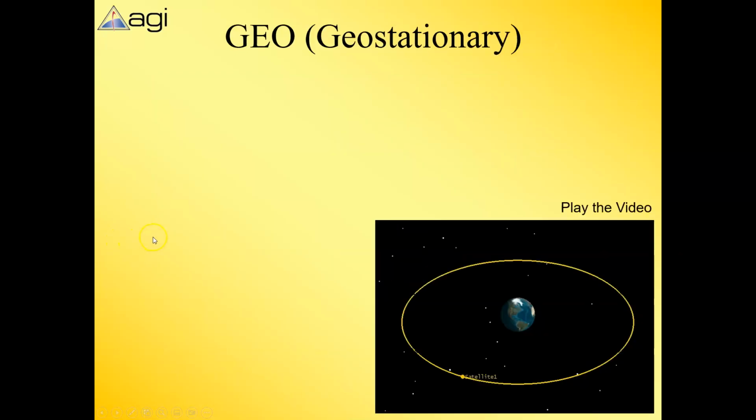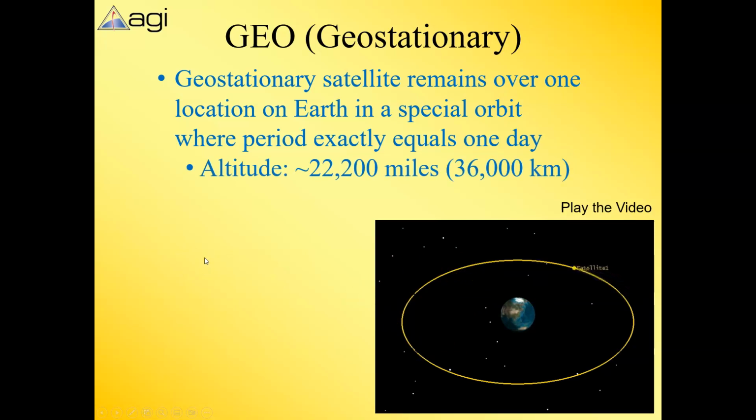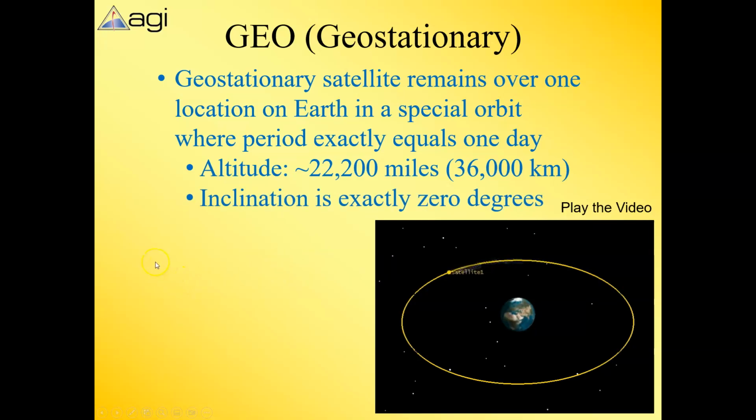So we also have a geostationary orbit as well. This is where the satellite remains over one location on Earth, and where its period is exactly 1 day. So you can see that as this orbits around, it's actually maintaining the same position, it's focused on the same spot on the planet as it goes around in its orbit. Usually the altitude for this is pretty far, so 22,200 miles or 36,000 kilometers. And its inclination is exactly 0 degrees, so it's lined up with the equator.